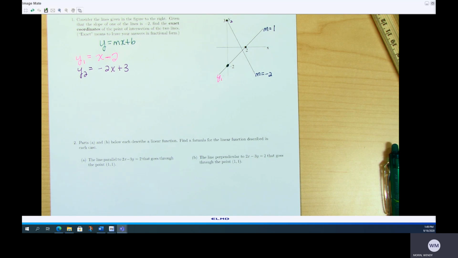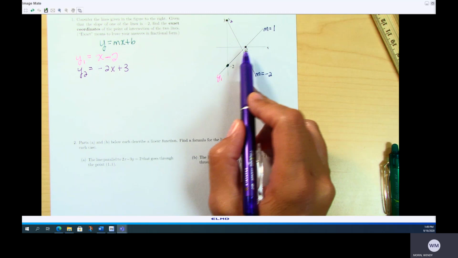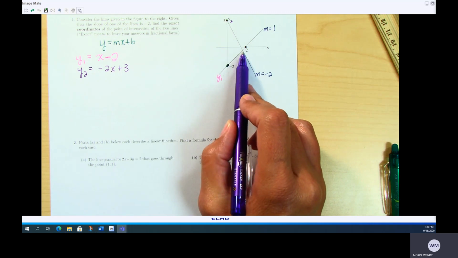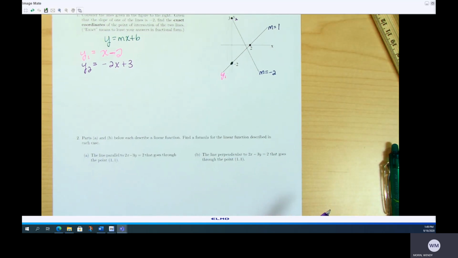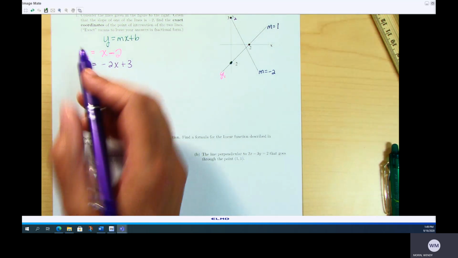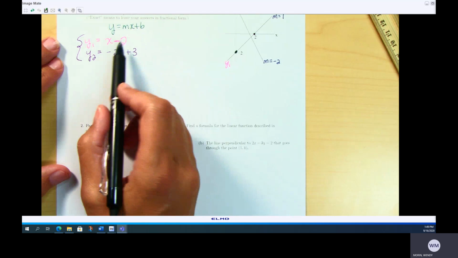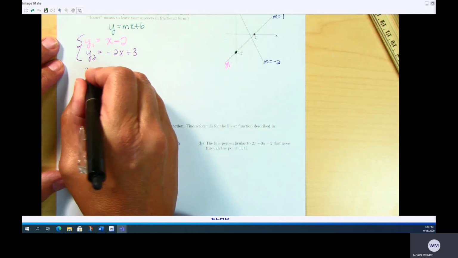Now the question is, find the exact coordinates of their point of intersection. Well, as you can see here, it's not very obvious. We know it's less than 2 and below 0, but we don't know what it is. Exact means leave your answers in fractional form. So to find the point of intersection, you're finding the solution of this system. And because they're both solved for y, we're going to use substitution, or basically set them equal to each other.